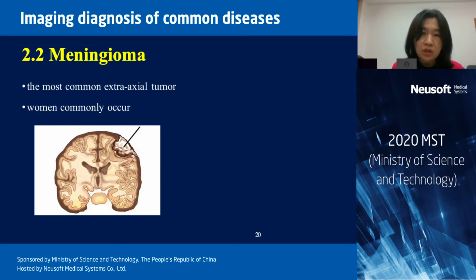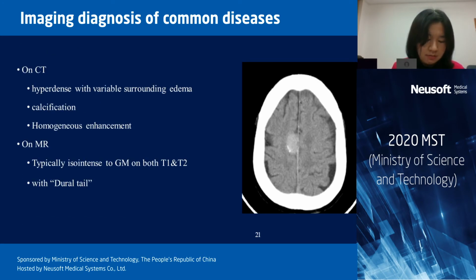2.2 Meningioma. Meningioma is the most common extra-axial tumor, which women are often affected by. Meningioma is hyperdense with variable surrounding edema, calcification, and homogeneous enhancement on CT. It is typically isointense to gray matter on T1 weighted imaging and T2 weighted imaging, with a dural tail of enhancement.